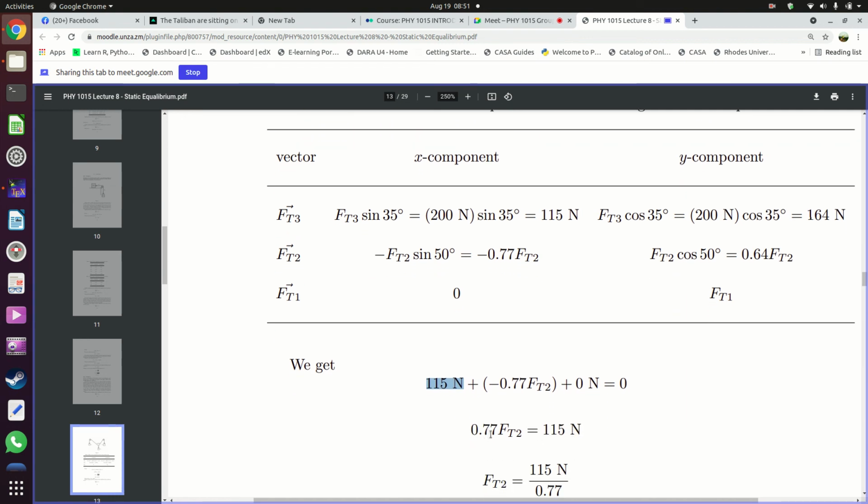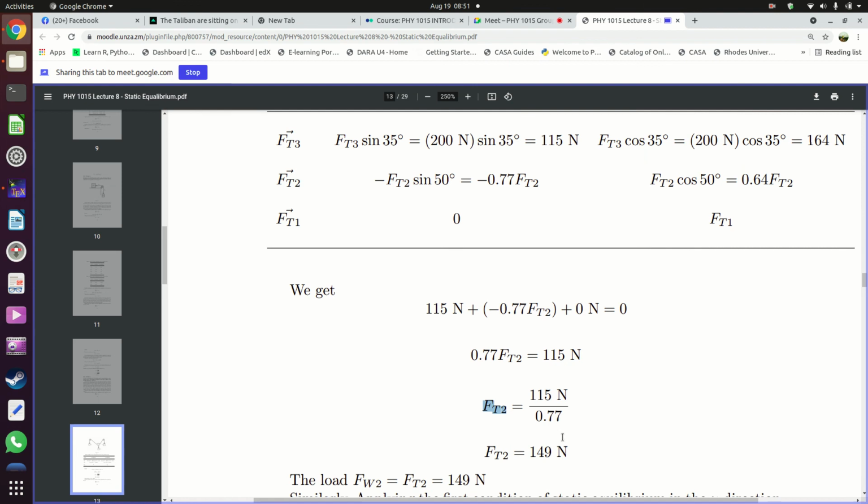We end up with 0.77 FT2 equals 115. Then we divide both sides by 0.77. We end up with FT2 equals 115 divided by 0.77. So we're going to end up with FT2 being equal to 149 newtons. So the tension in the second drop is going to be 149 newtons.